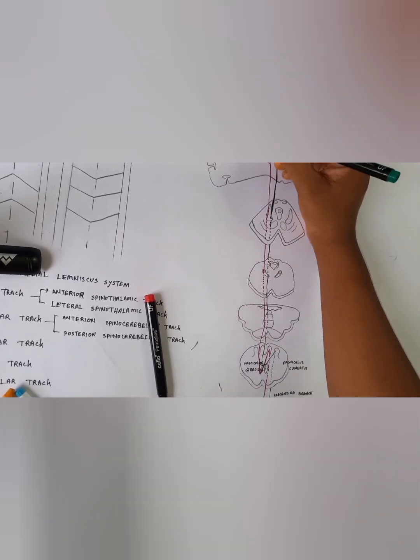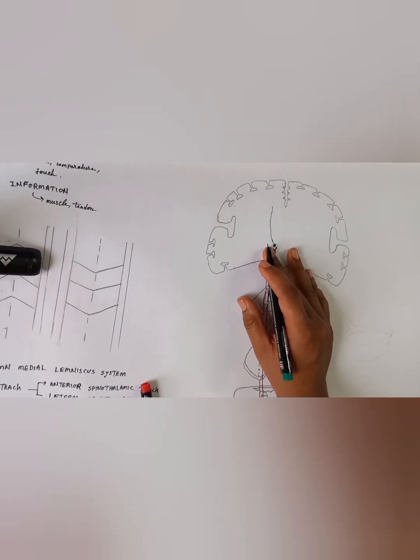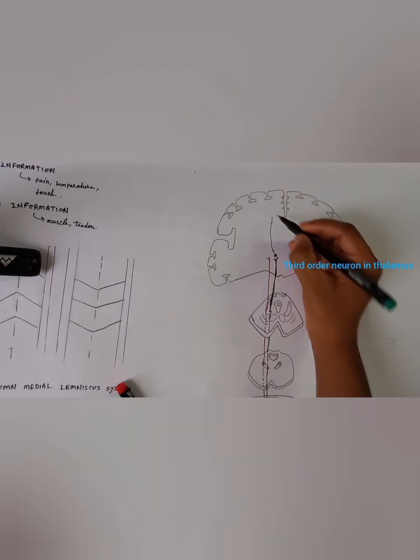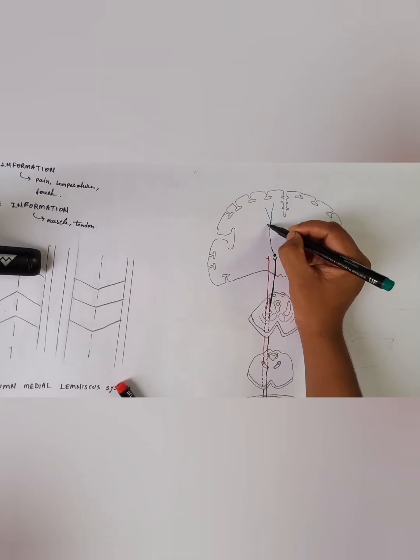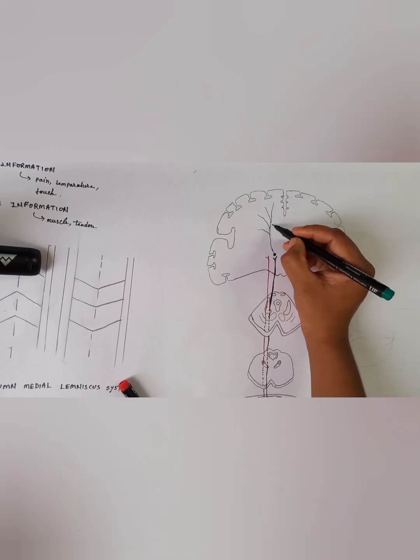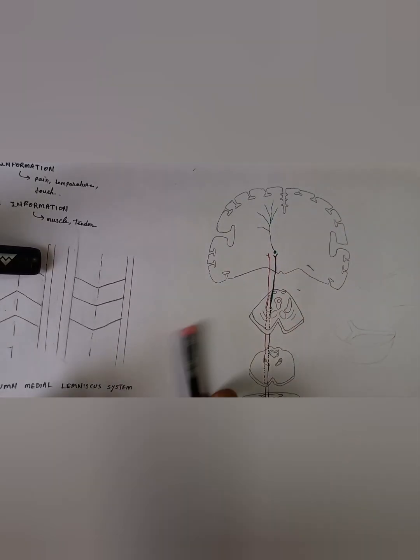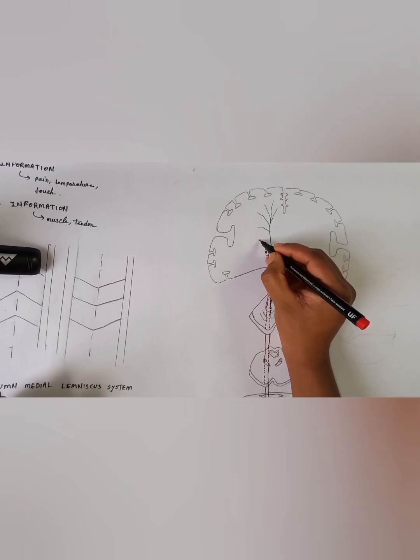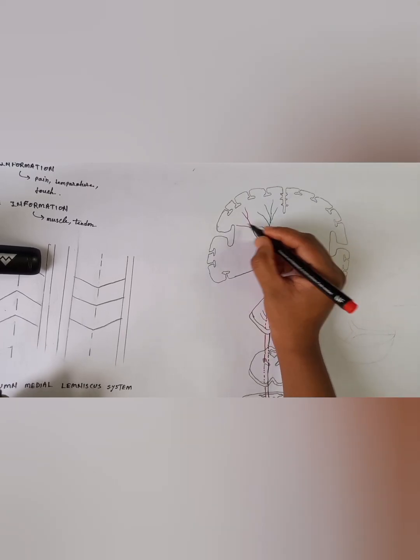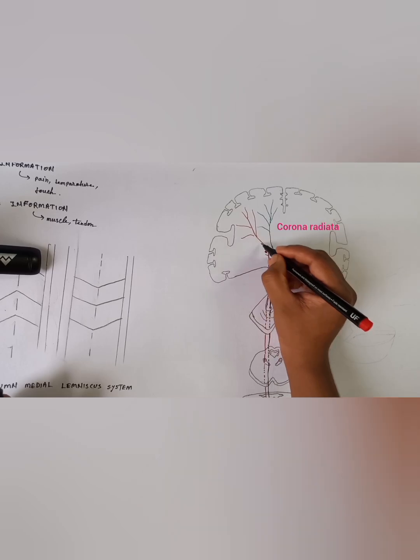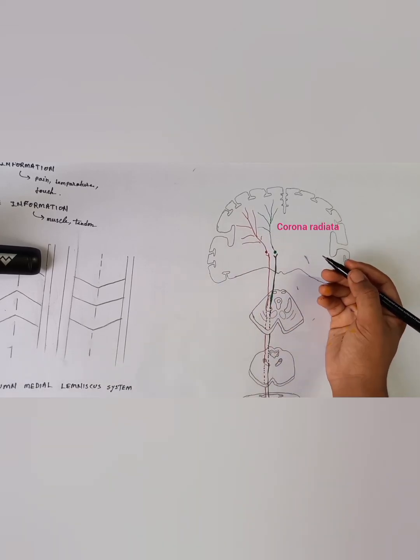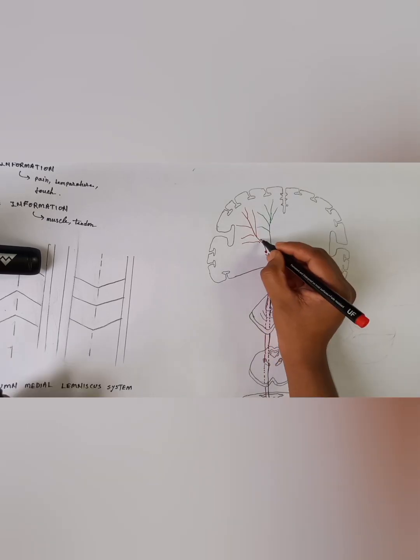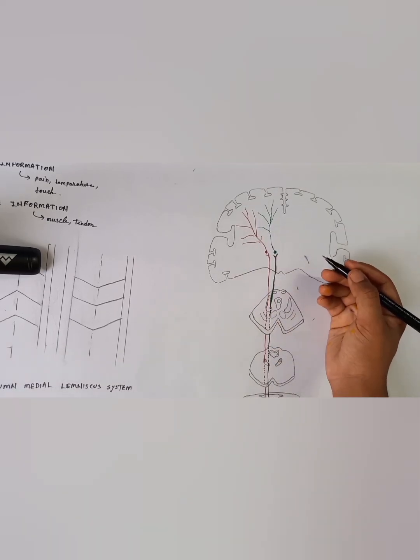These fibers terminate by synapsing on the third order neuron in the ventral posterolateral nucleus of the thalamus, and the axons of the third order neuron pass upward to the cerebral cortex, forming the corona radiata. So we can see here the axons of the third order neuron form a branch-like structure called corona radiata. And this corona radiata terminates by synapsing on the neuronal cell bodies present in the cortex of the postcentral gyrus.